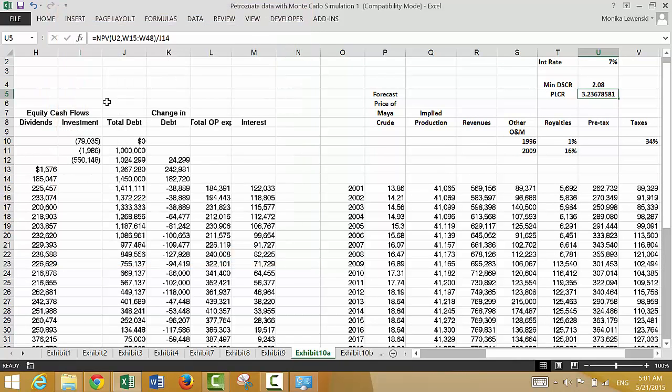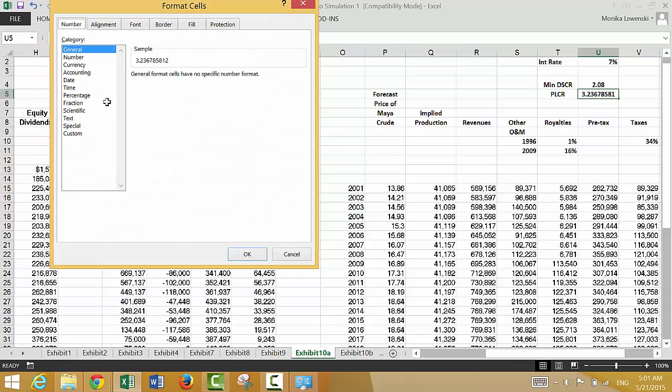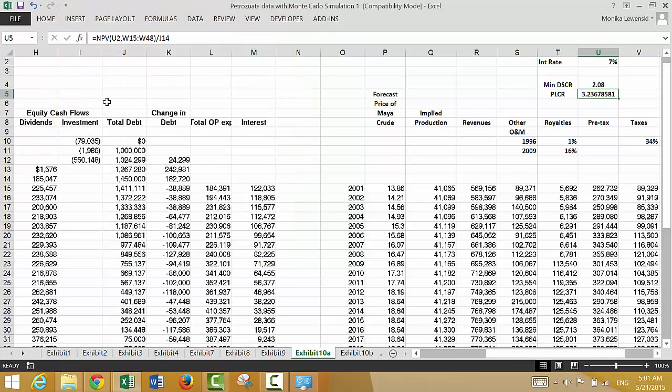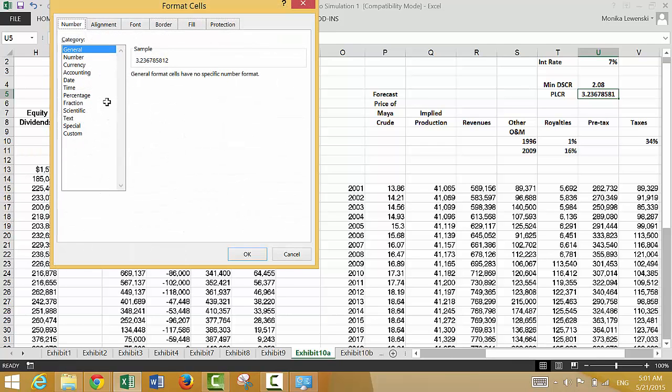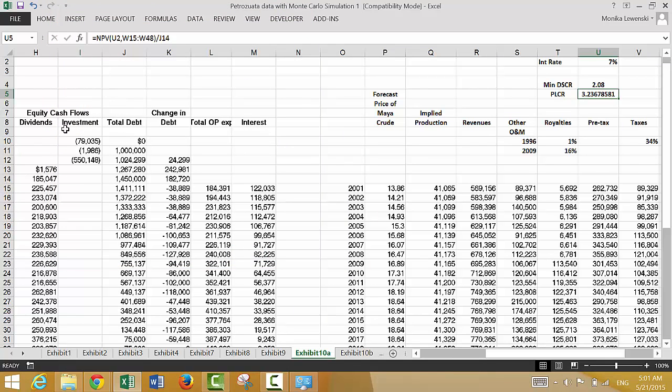Shift Control 1. Oops. Shift Control 1. I just press Shift Control 1 and it's not working? Shit. I don't know what to do. Oh no. Something's funny with my computer. I'm going to have to look. LLCR.